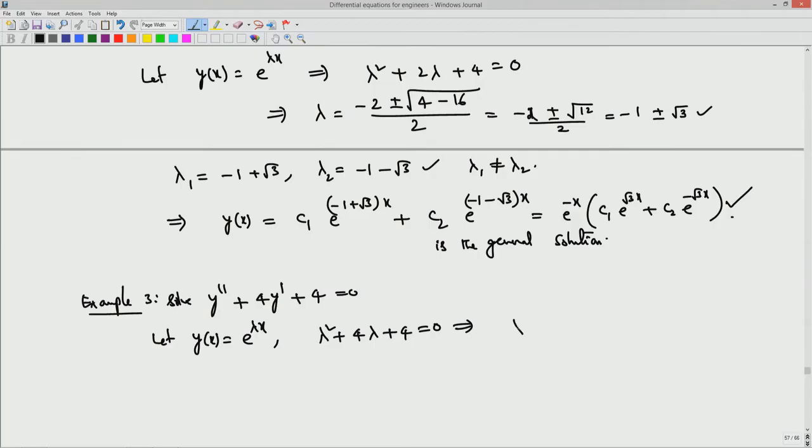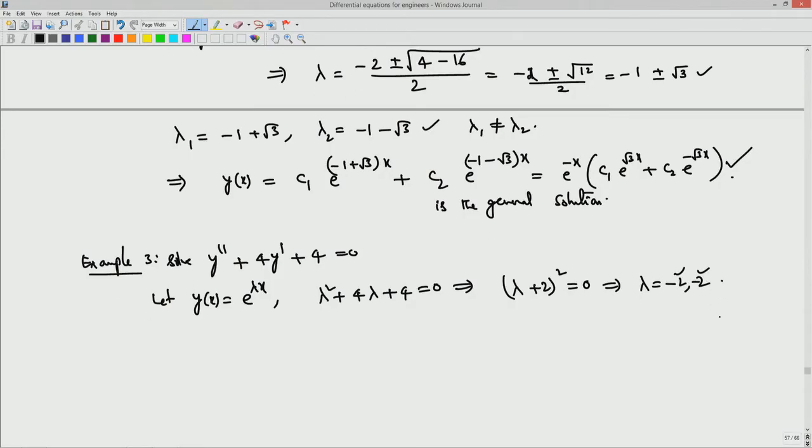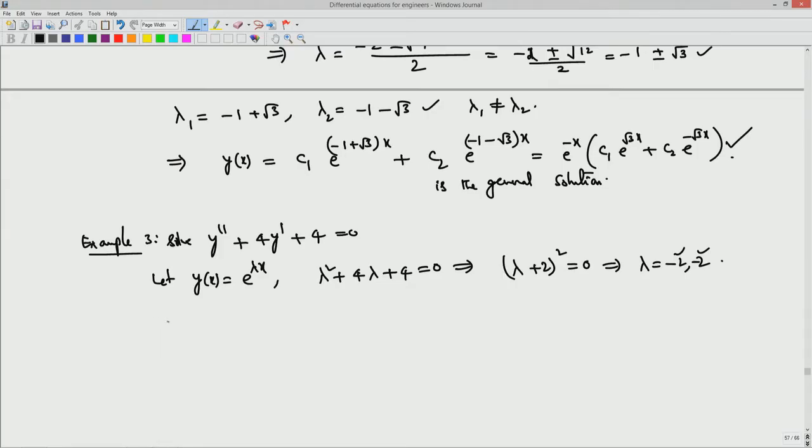That will give me (λ + 2)² = 0, so λ equals -2 and -2. These are the repeated roots. So y1(x) is e^(-2x), and y2(x) is also e^(-2x). So y1/y2 is actually a constant, so I cannot choose this as a second linearly independent solution y2.